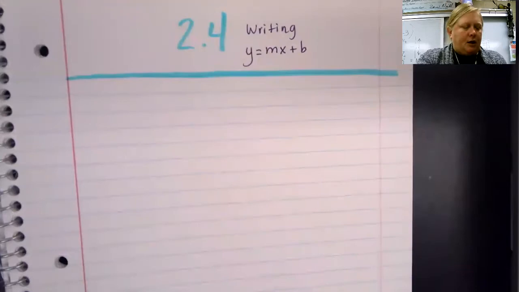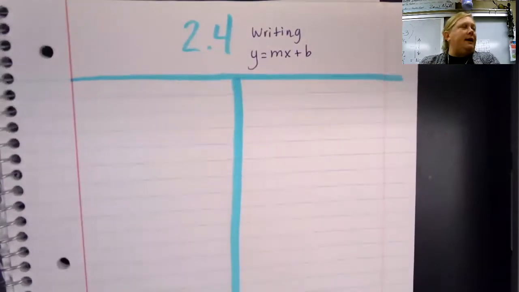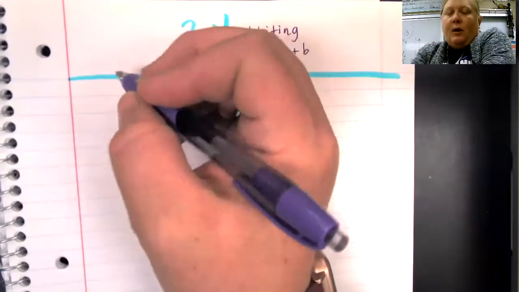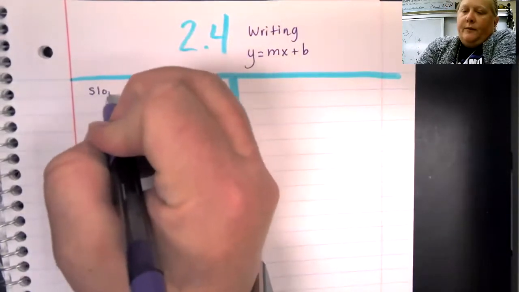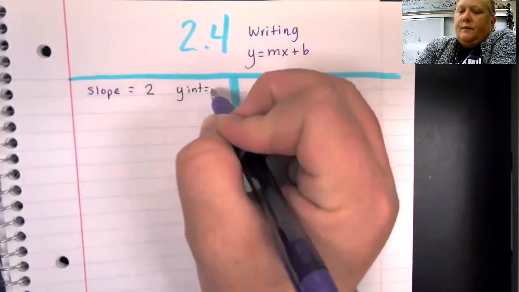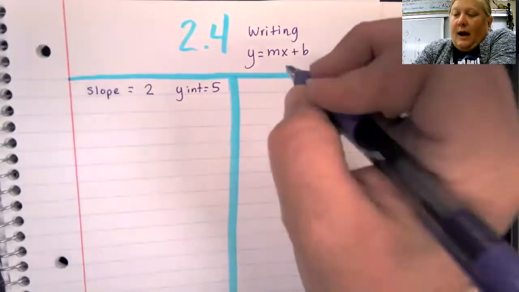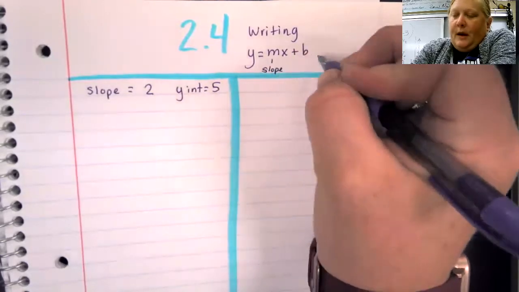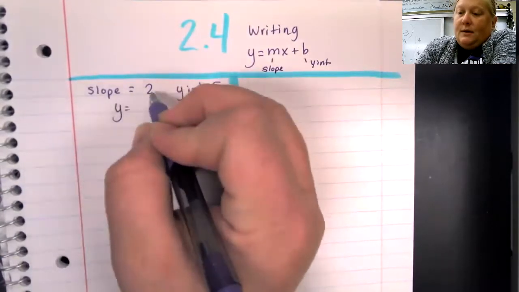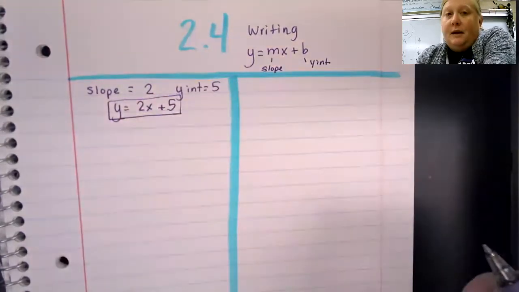So a couple things to start out with. I'm going to divide my paper so you can hit the main points, okay? So here we go. How do you write an equation if you are given the slope and the y-intercept? You're like, seriously? That's pretty easy. I know that m is my slope. I know that b is my y-intercept. I literally just plug it in. y is equal to 2x plus 5. Done.